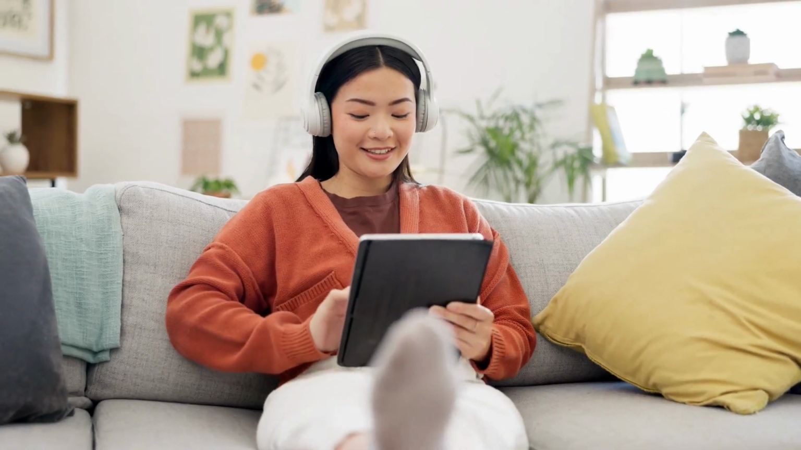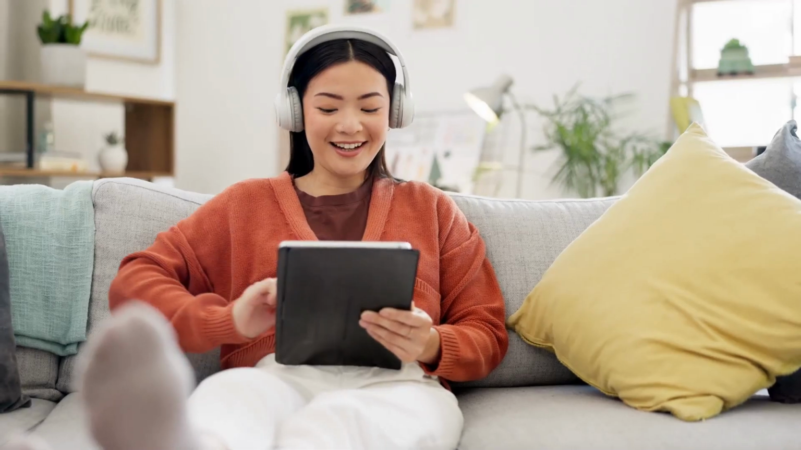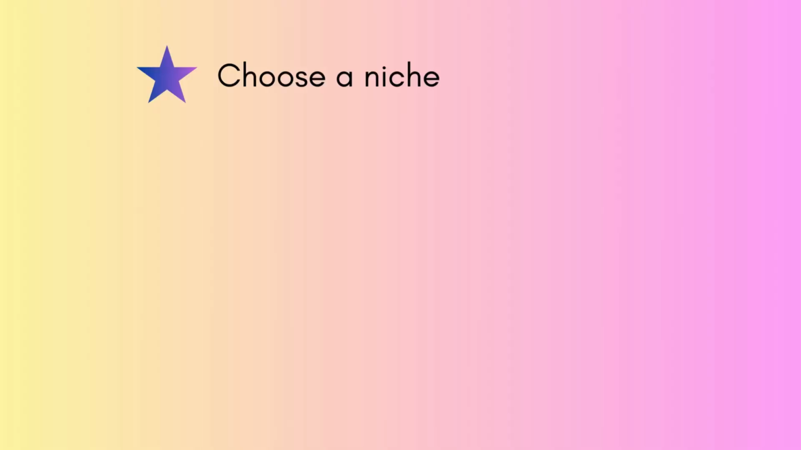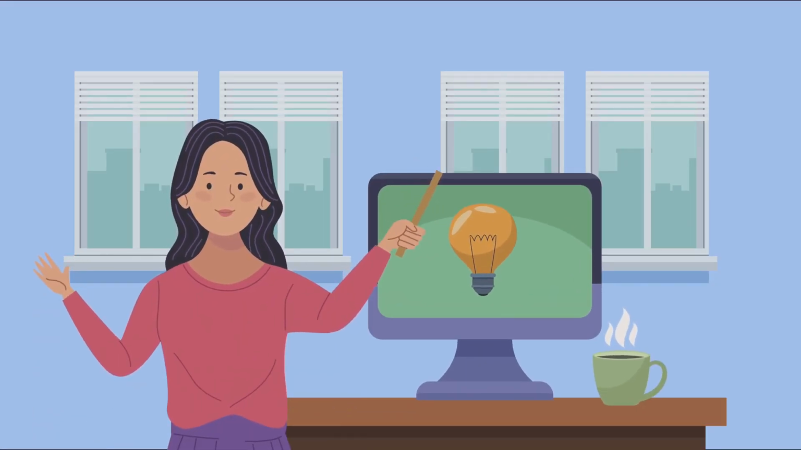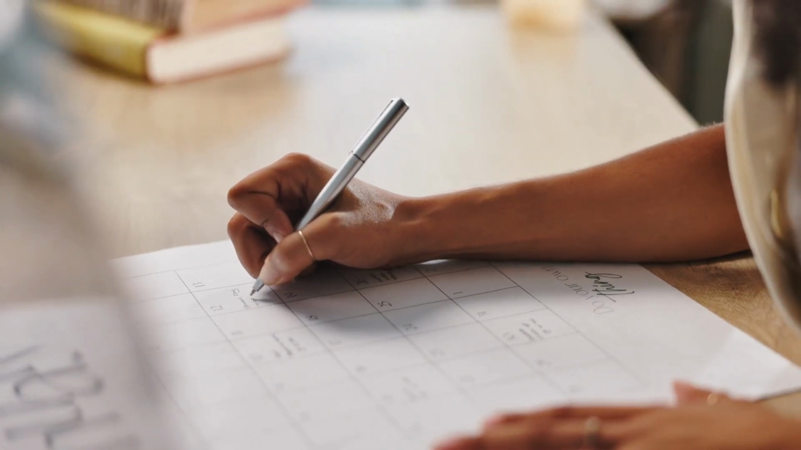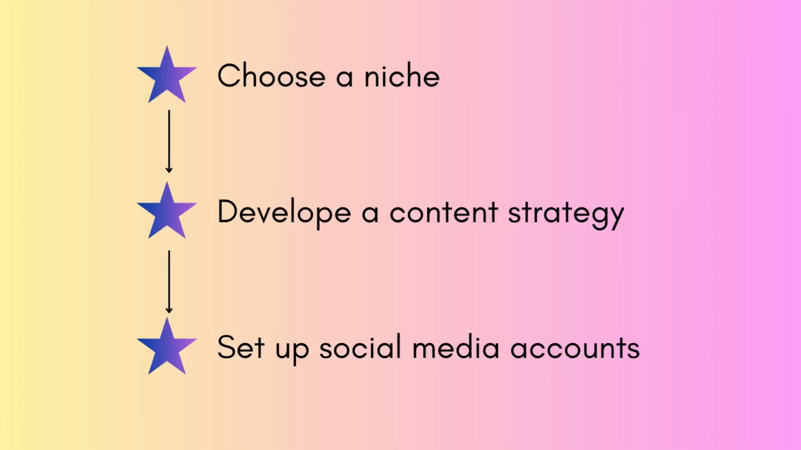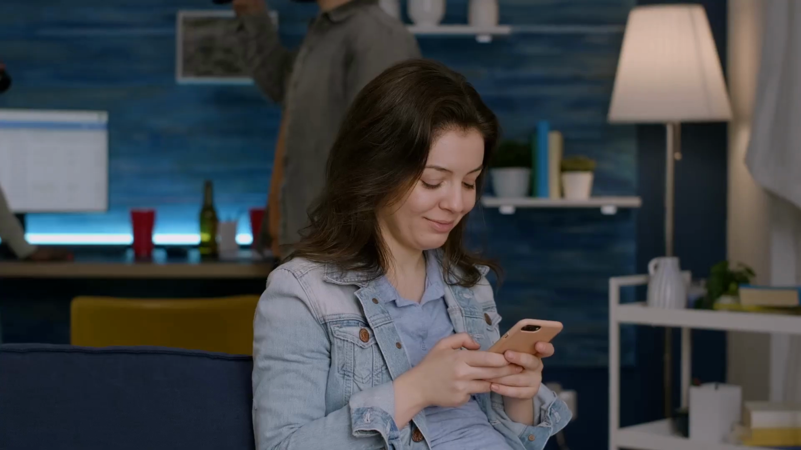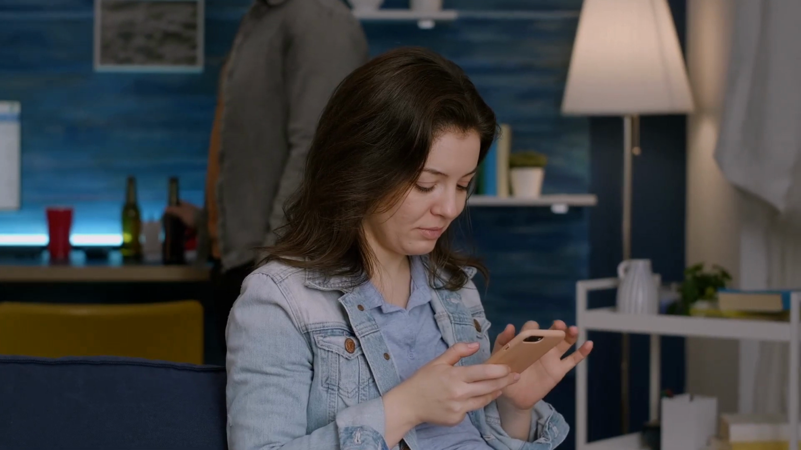Getting started with faceless digital marketing. Ready to start on your faceless digital marketing journey? Here's a roadmap to get you started. First, choose a niche you're passionate about or have expertise in. This will help you create content that resonates with your target audience. Next, develop a solid content strategy. Determine the types of posts you'll create, how often you'll post, and how you'll seamlessly integrate your products or services. Finally, set up your social media accounts. Create profiles specifically for your faceless brand, ensuring there are no personal identifiers.